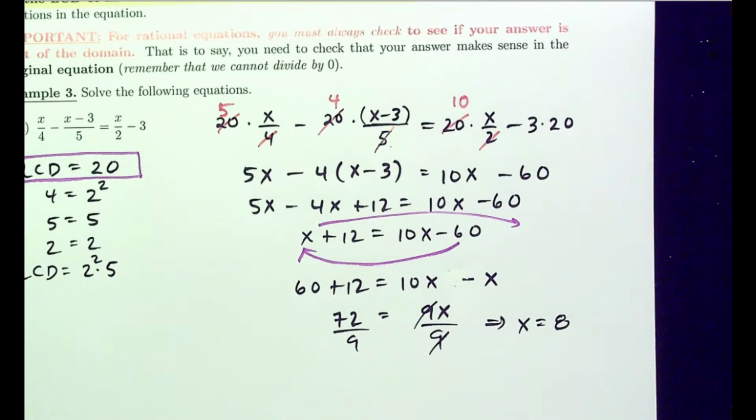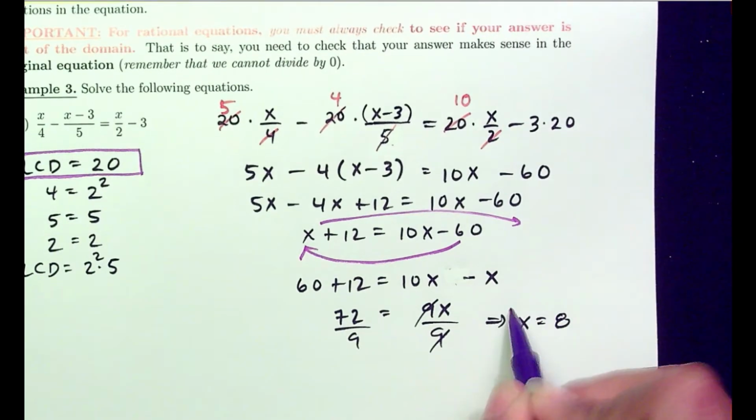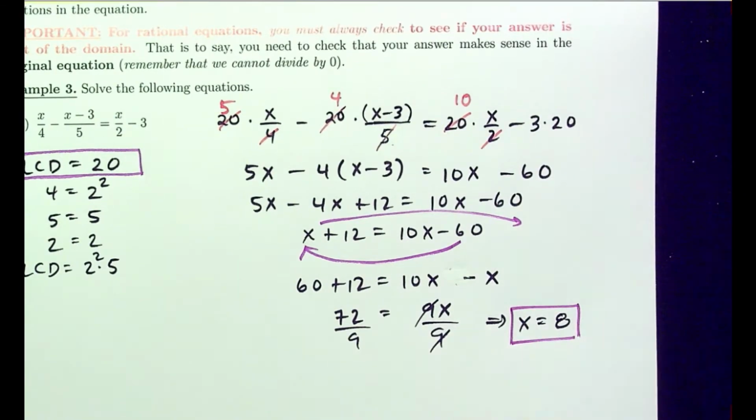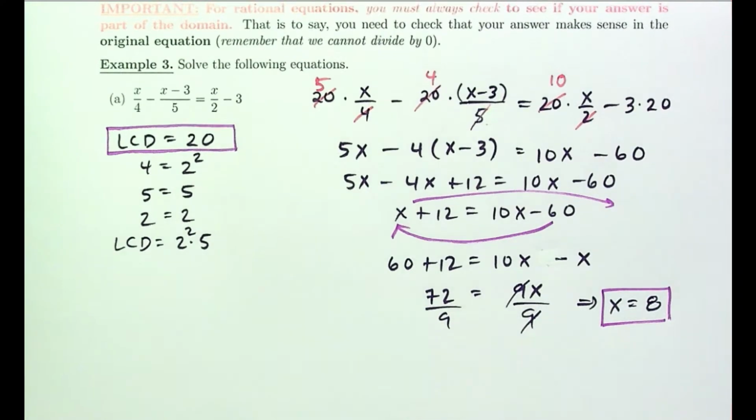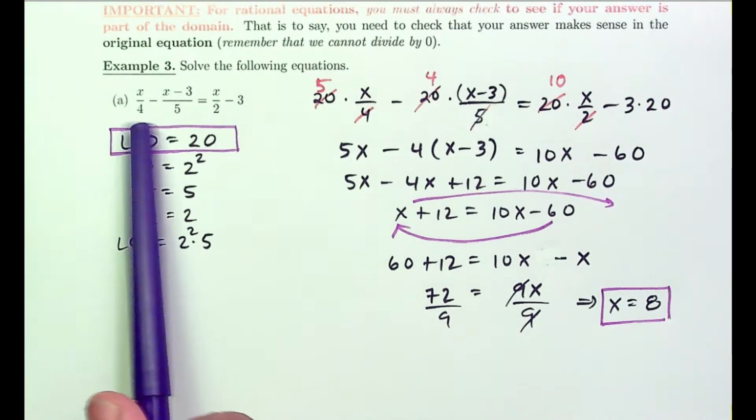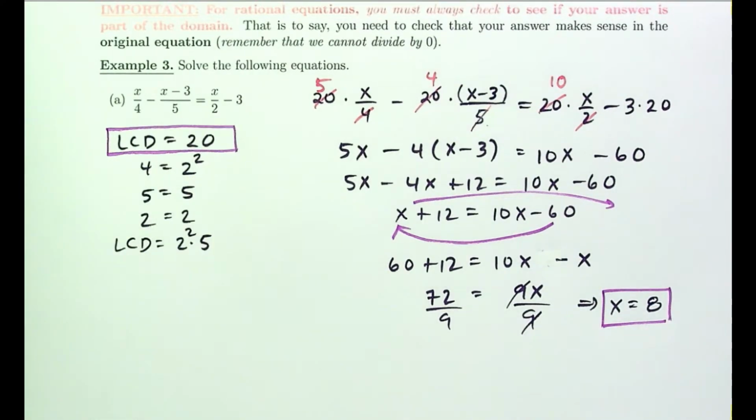Once you find your value of x, remember that you should make sure that this value of x does not make any of the fractions have a 0 on the denominator. So if you look, plugging in x is not going to make any of those bottoms or denominators equal to 0. So that's it. As long as there's no mistakes, that should be the correct answer.